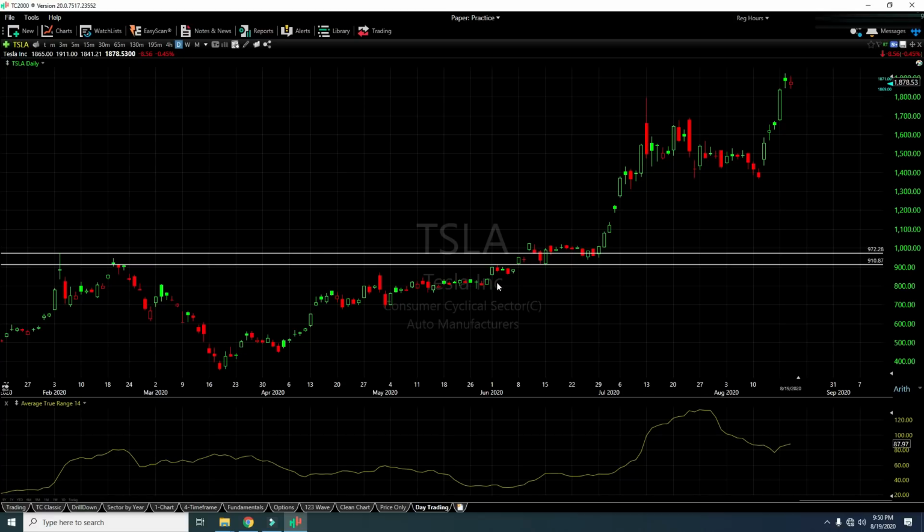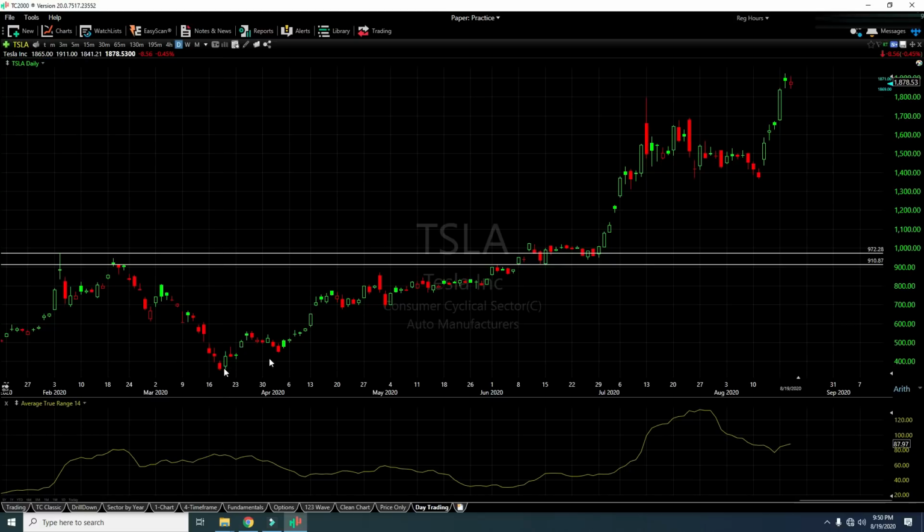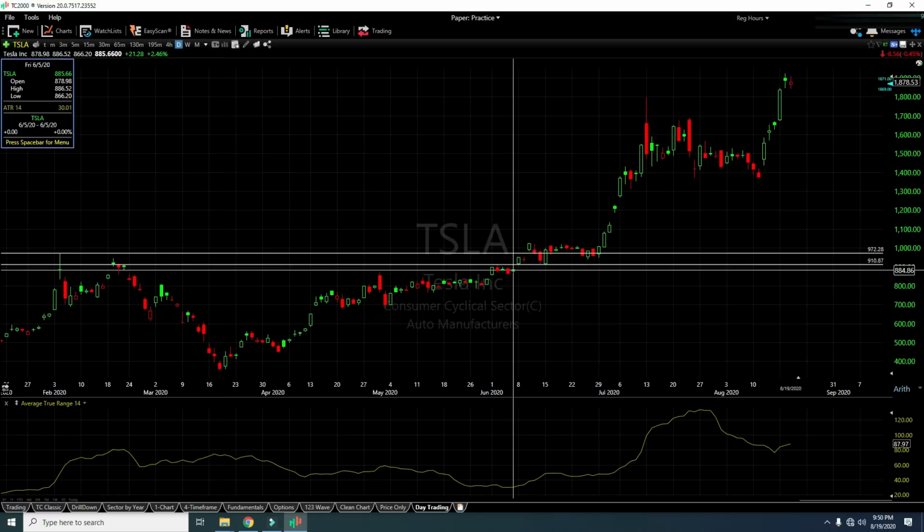So what would you call this trend? First of all, higher lows, higher highs, higher lows, higher highs. So the price has started an uptrend from this recent low on March 18, 2020. Please remember, you are right here. We are assuming you are on June 5th, 2020, that is today.